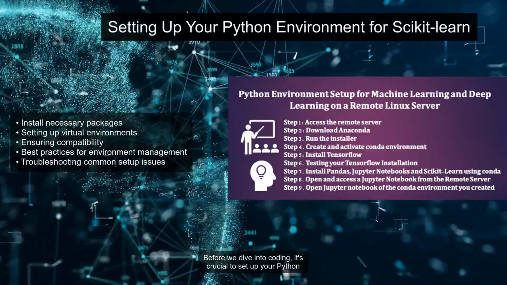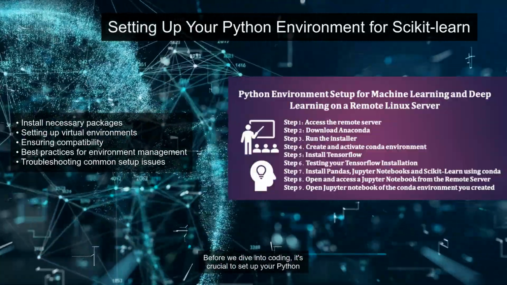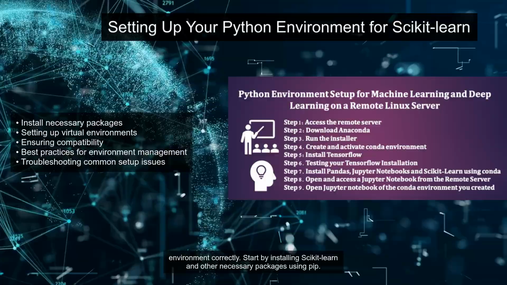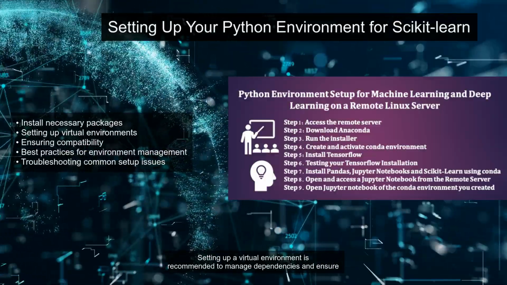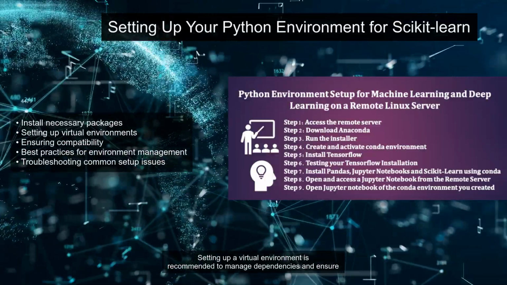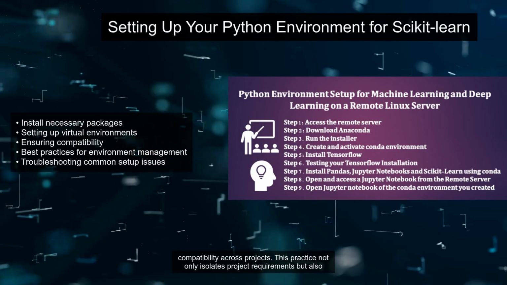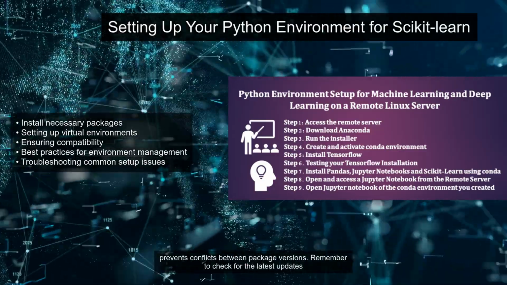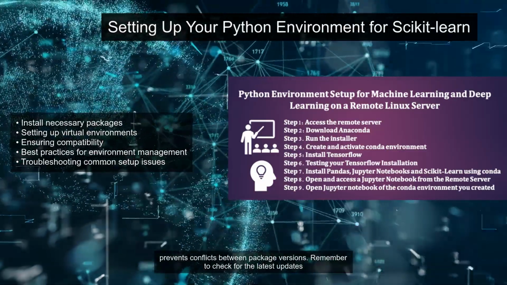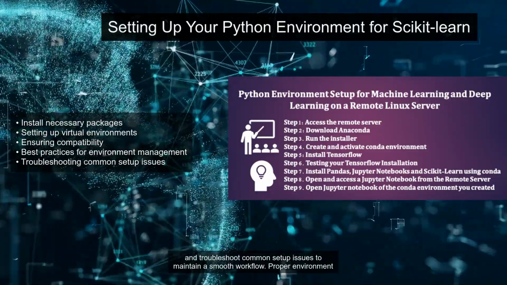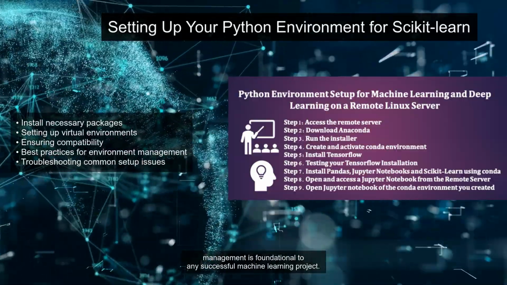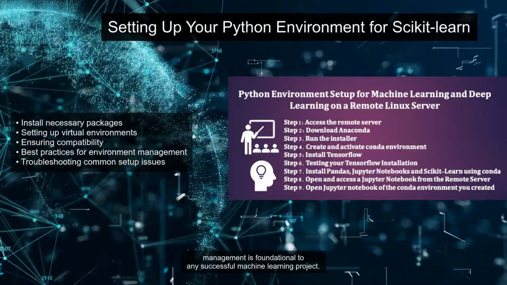Before we dive into coding, it's crucial to set up your Python environment correctly. Start by installing Scikit-learn and other necessary packages using pip. Setting up a virtual environment is recommended to manage dependencies and ensure compatibility across projects. This practice not only isolates project requirements but also prevents conflicts between package versions. Remember to check for the latest updates and troubleshoot common setup issues to maintain a smooth workflow. Proper environment management is foundational to any successful machine learning project.